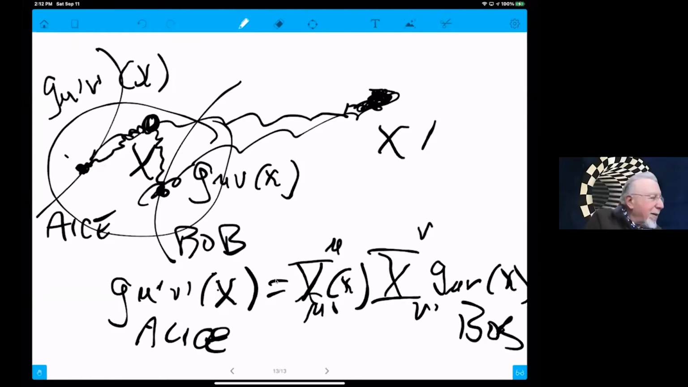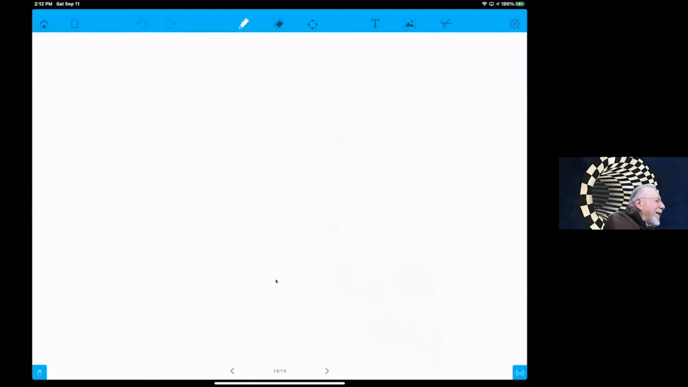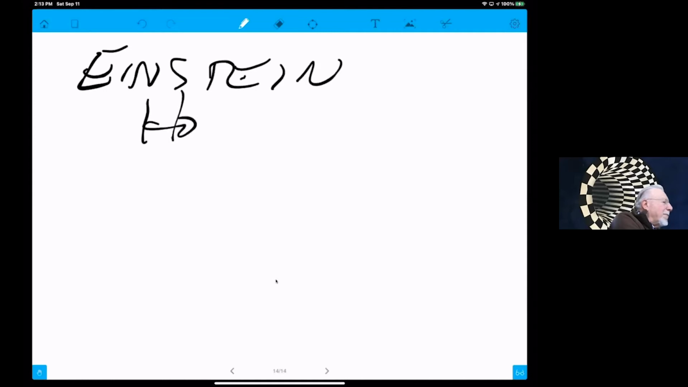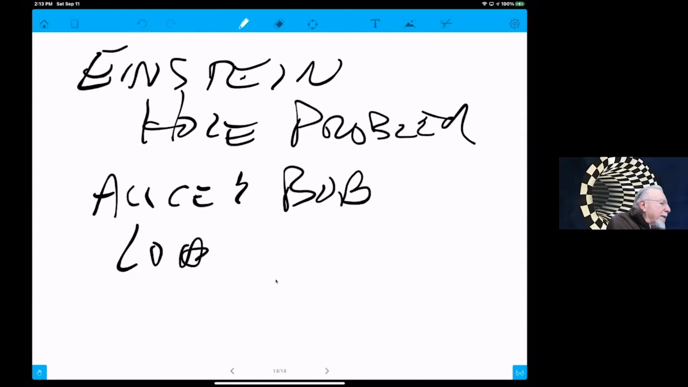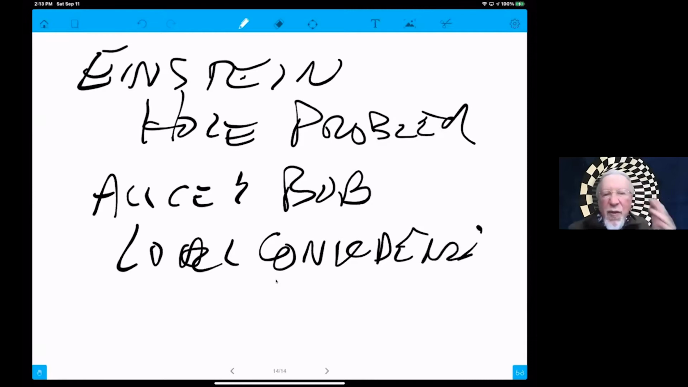Let me go to next. Einstein, you have to read Einstein. Whole problem. Alice and Bob, detectives, they're local coincidence. What is the basic physics problem in all relativity, whether it's special relativity or general relativity? You have two observers, Alice and Bob. They're using light signals, far field light signals, radiation, to measure something that's happening out there.